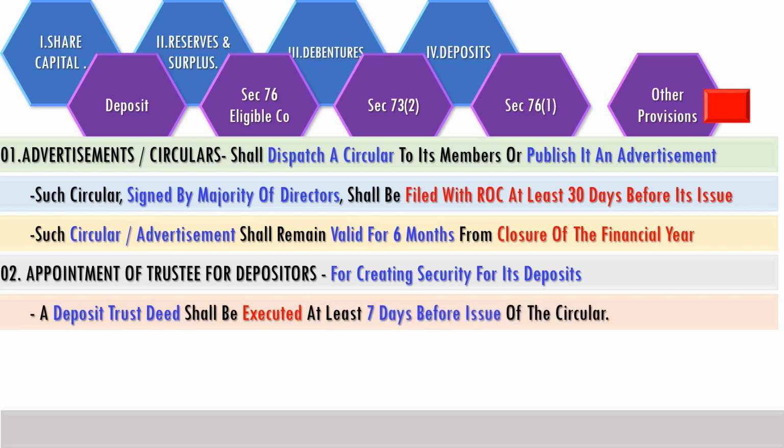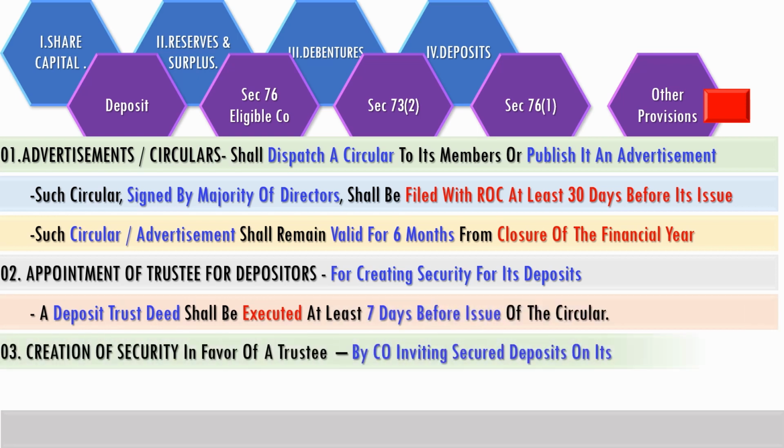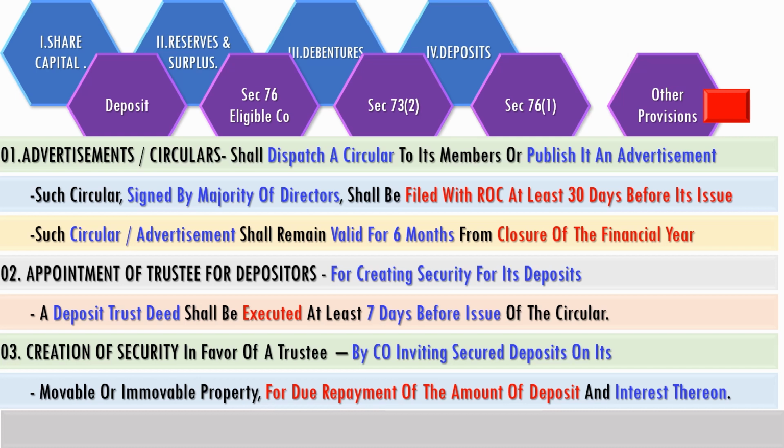The company will appoint a trustee for depositors for creating security for its deposit, and a deposit trust deed executed at least 7 days before issue of circular. Security will be created in favor of a trustee by the company on movable or immovable property for due repayment of the amount of deposit and interest thereon.